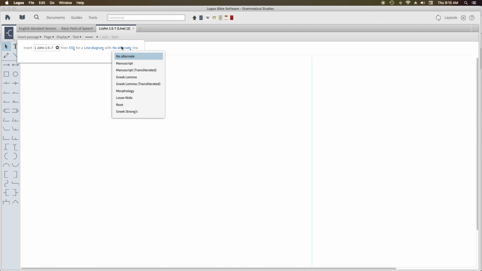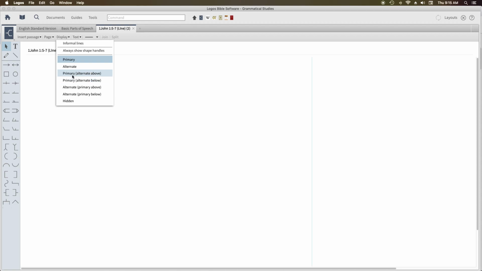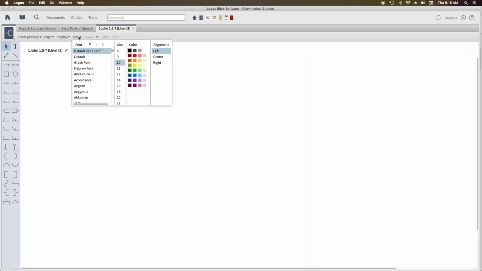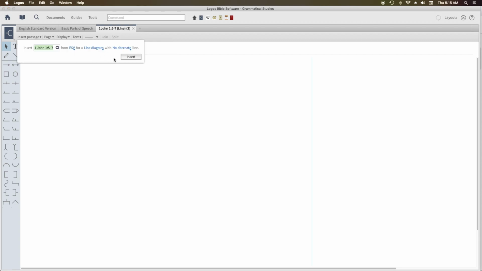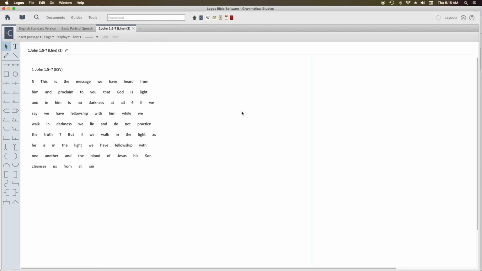A manuscript basically would be a Greek manuscript or another type of manuscript, which shows, you can show how you want it. You can show the lemma. You can show the Greek lemma translated. You can show all kinds of things up above, or that would be under the display. You would show it alternate above or alternate below primary, but we're not going to mess with all that. We're just doing this here, and we're going to go ahead and insert the passage.